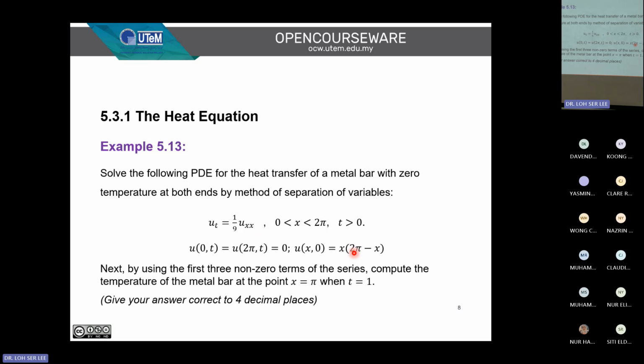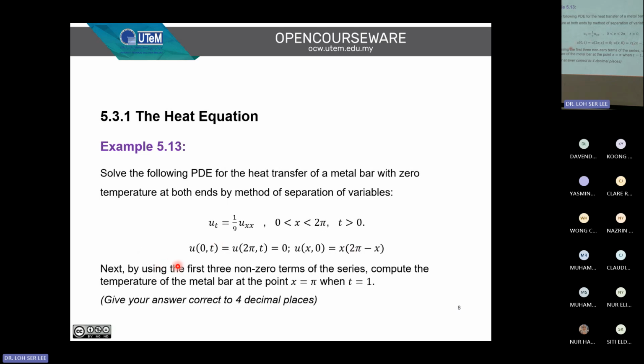Now we look at the first example. For the time being, I want you to try to understand every single step of how to get the solution. Solve this PDE for heat transfer by using the method of separation of variables. The length of the rod is 2 pi, and this is the heat equation. This is the boundary condition; it will always be 0 for this model. And this is your initial condition.